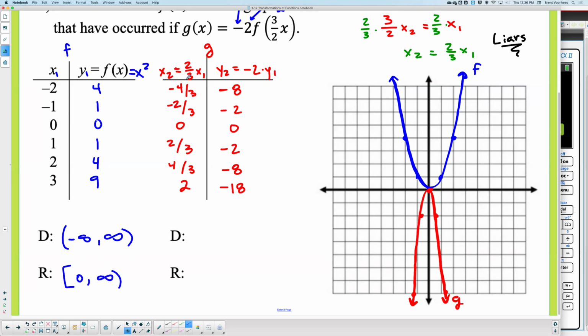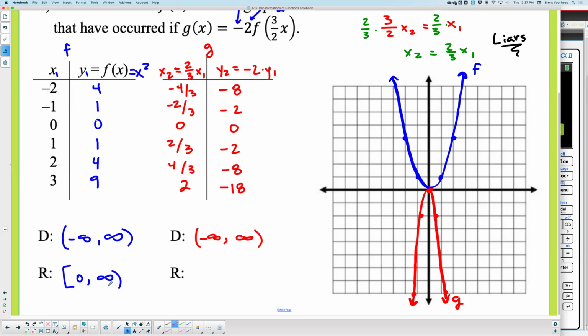Okay, so now for the transformed, you need to multiply by 2/3. When you take negative infinity and you multiply it by 2/3, what do you get? Negative infinity. When you take positive infinity and multiply that by 2/3, what do you get? Positive infinity. It's still all reals. As you can see here, we have negatives, we have positives, we have 0x.